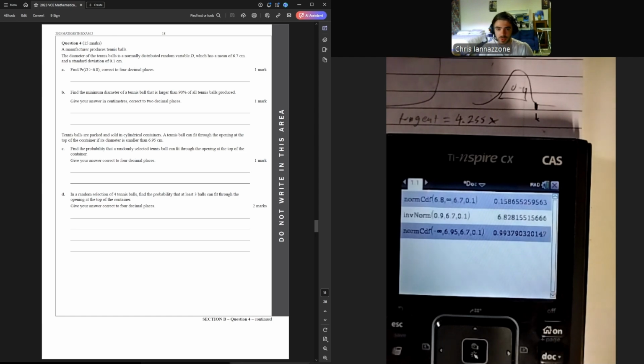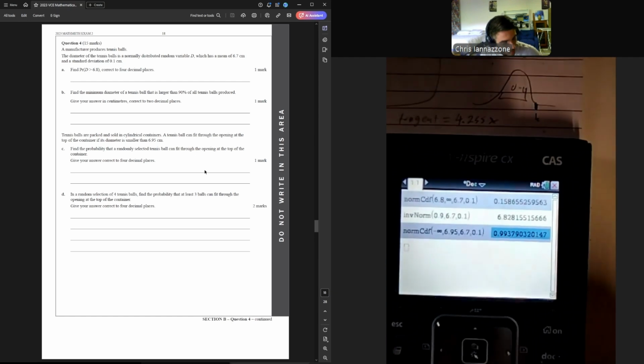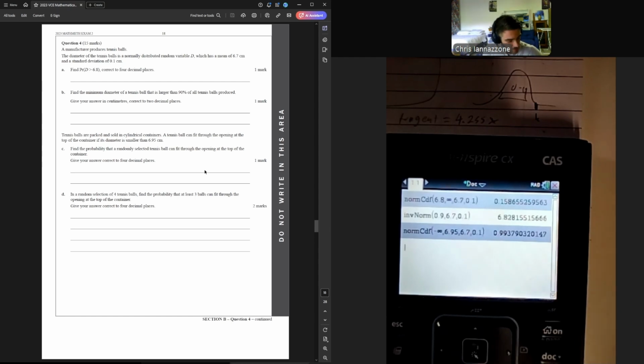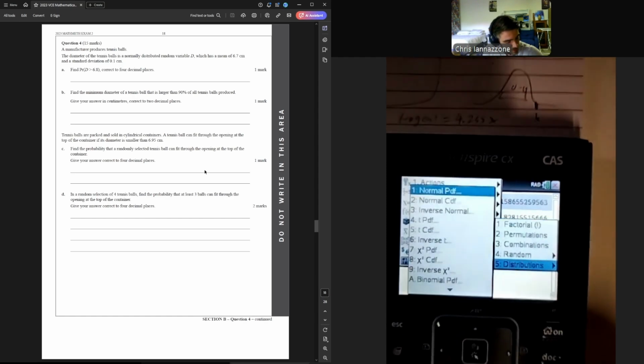So for binomial, we want to know how many trials, how many successes, and what's the probability of a success. In this case, we'll consider a success to be fitting through the top of the container. Funny enough, we already figured out what that probability is. That was the previous question, the probability that we fit. So we can use the probability from before as our p-value for binomial. We want to know a range of successes, at least 3 balls, so 3 or more out of the selection of 4. Hence, we're going to use a CDF.